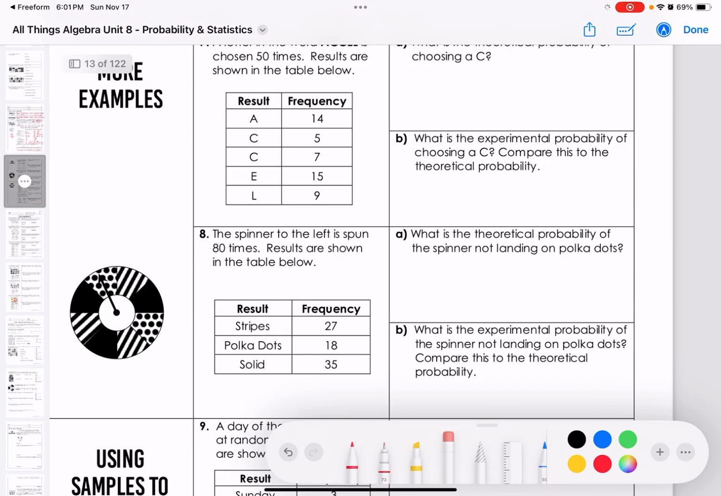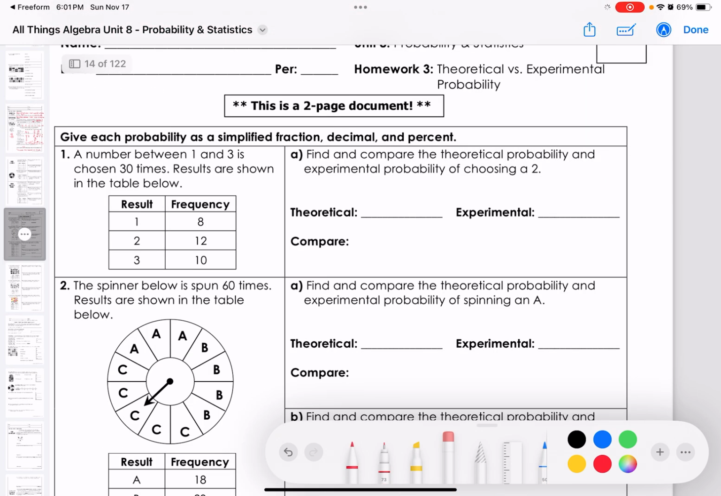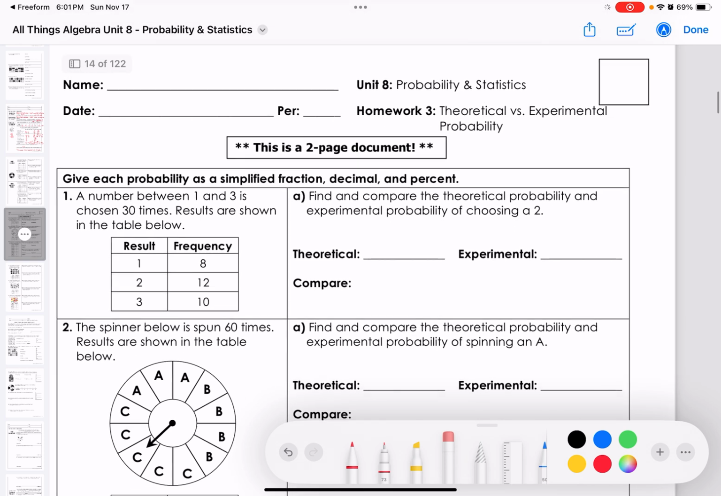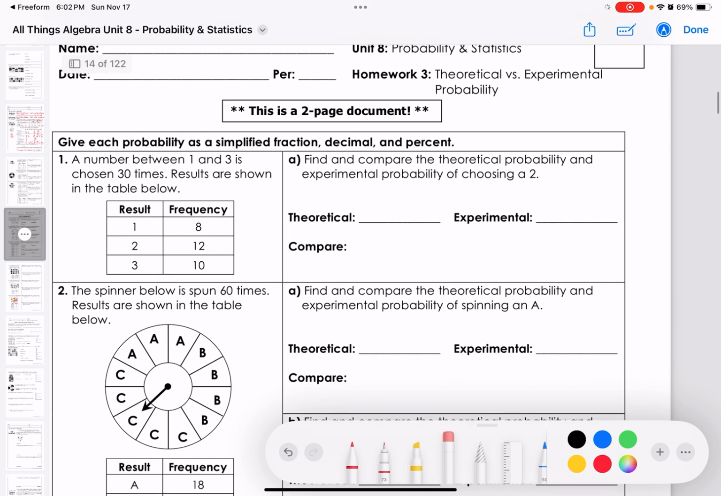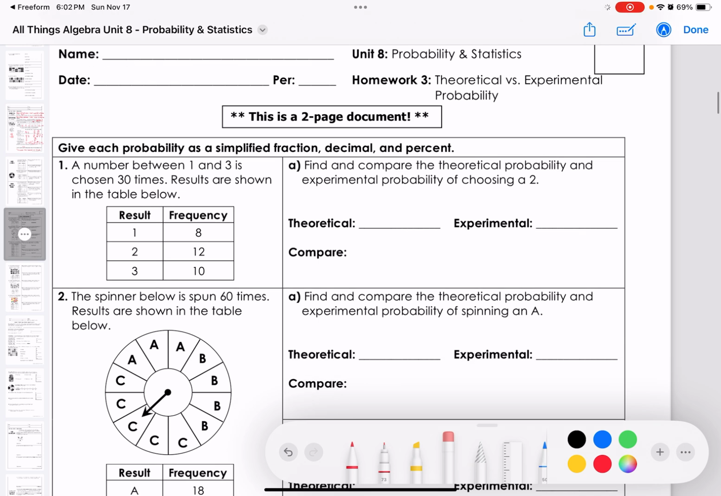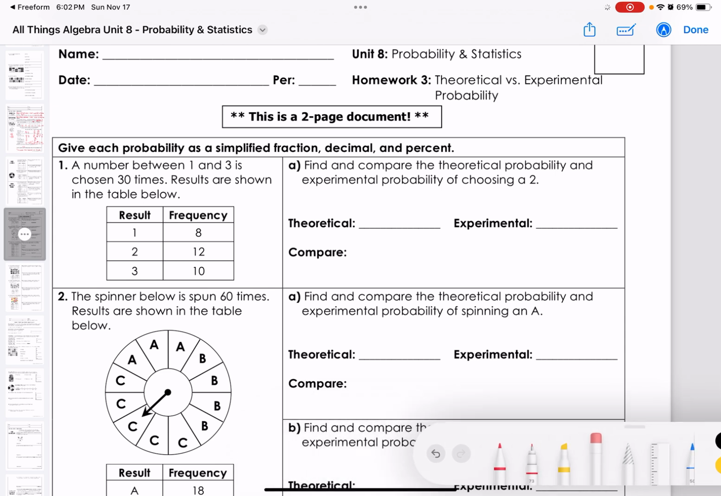Hello. All right. So this lesson today is going to be a pretty short lesson. So this is basically review. All right. So what do we have to do? We have to give each probability as a simplified fraction, decimal, and percent.